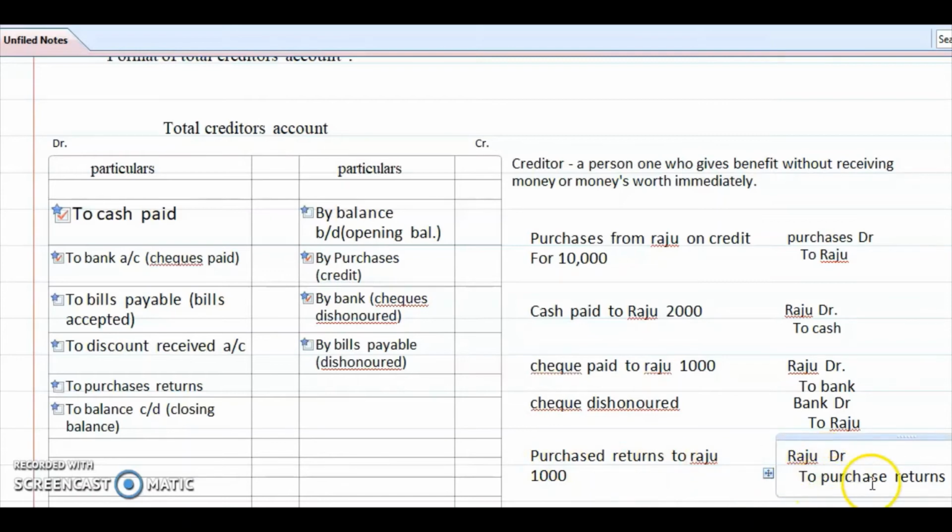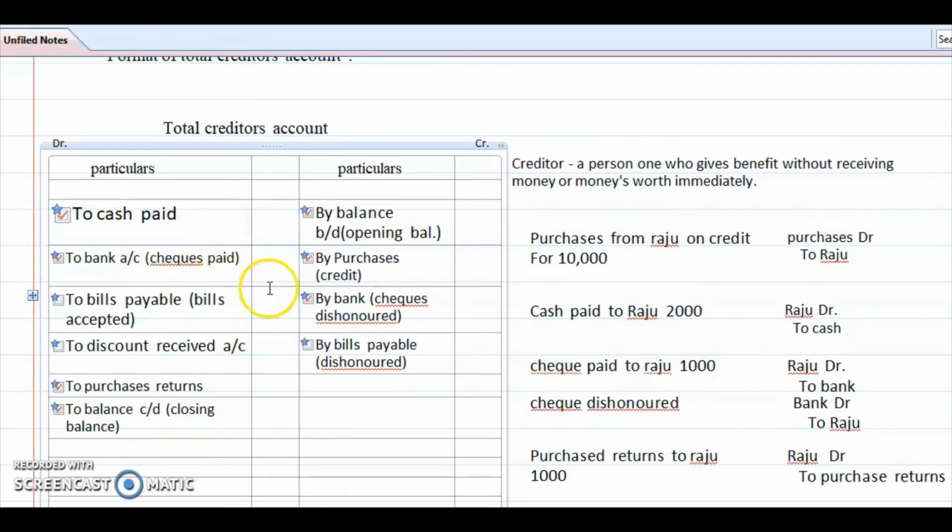So Raju account debtor to purchases returns account. This Raju account is a creditor account. Purchase returns is another account. It is in credit, so we have to write in the debit side of the creditor's account, to purchases return. Since a creditor is a liability, that's why we need to write the opening balance on the credit side. So by balance brought down, it is the opening balance of the creditors. Opening balance of the creditors is on the credit side, so on the opposite side we will write the closing balance. So to balance carried down, that is the closing balance of the creditors account.